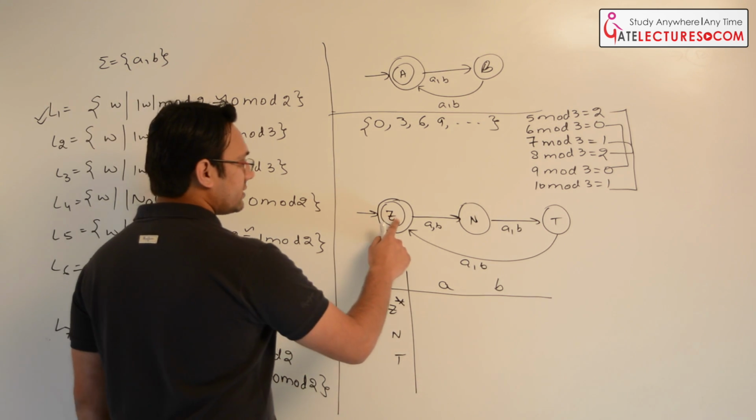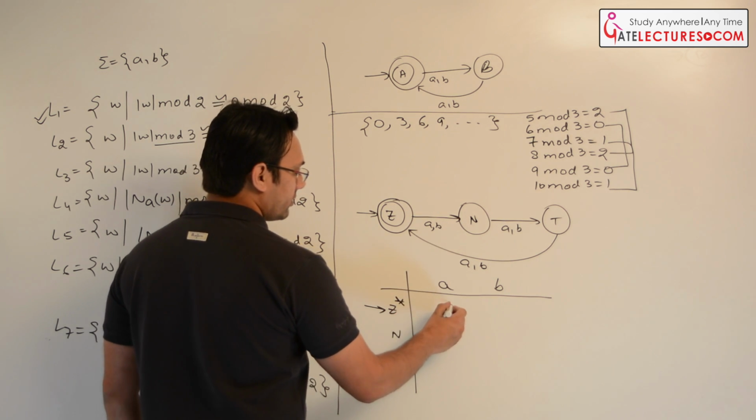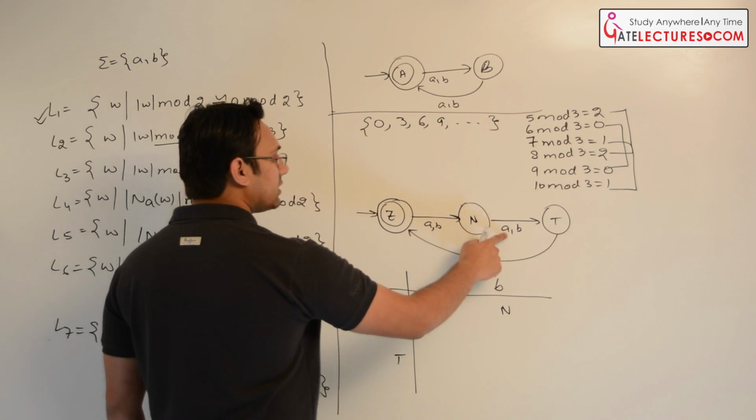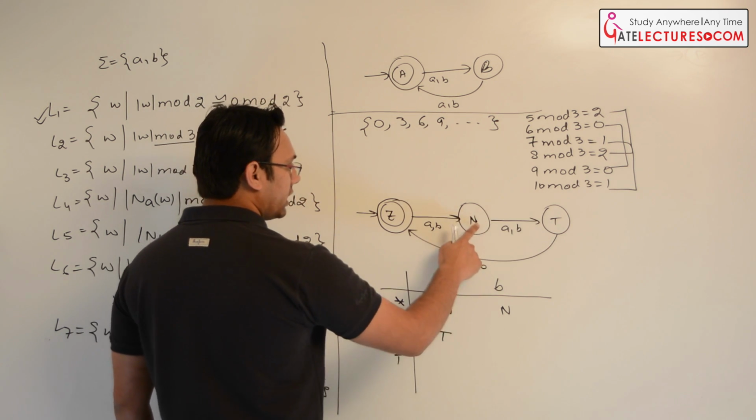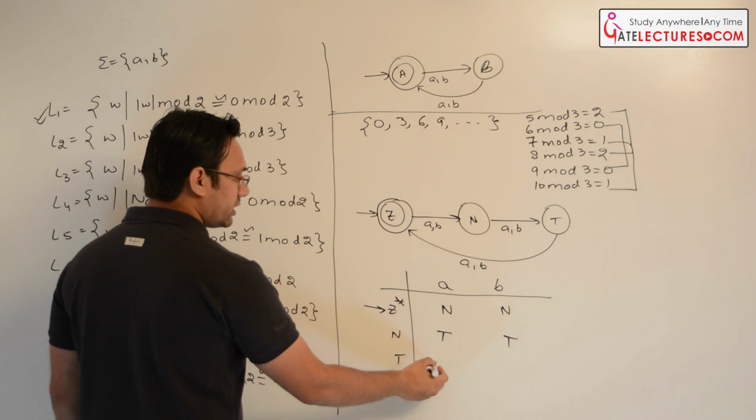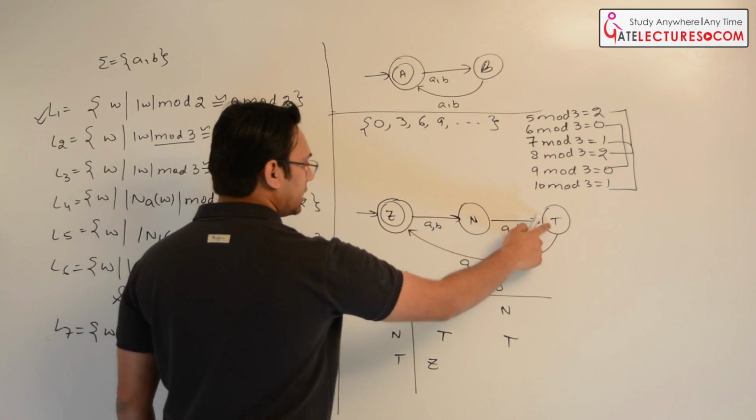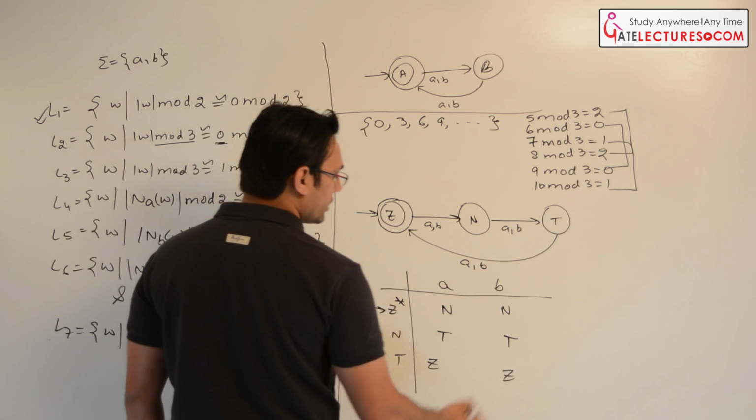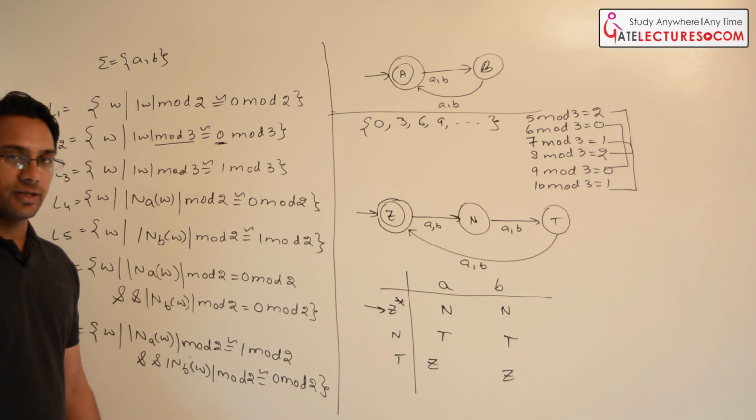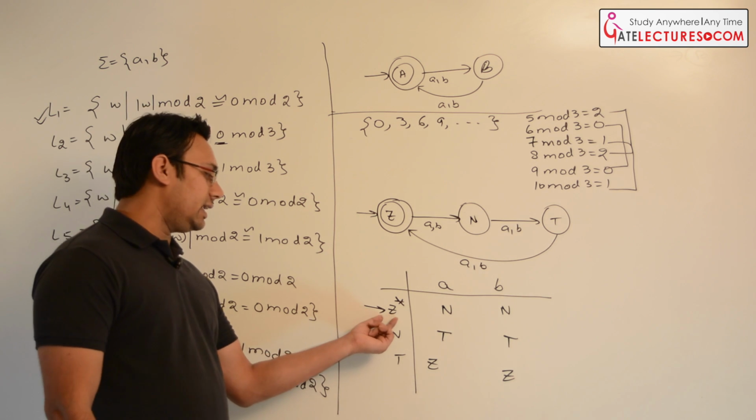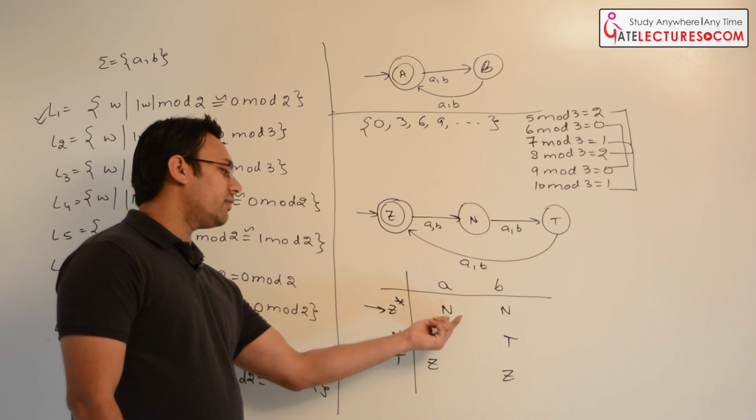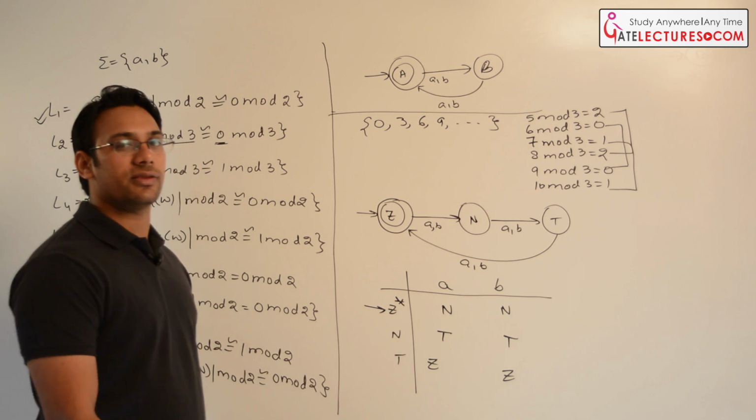Now if we are at state Z and we see a symbol A, then we'll go to state N. From Z, if we see a symbol B, then we'll go to N. From N, if we see a symbol A, we'll go to state T. From N, if we see a symbol B, we'll go to state T. From T, if we see a symbol A, then we'll go to state Z. From T, if we see a symbol B, then we'll go to state Z. This is called the state transition table. The state transition table says that if we are at any particular state and we see a symbol, then to what state we'll make a transition. That is the state transition table.